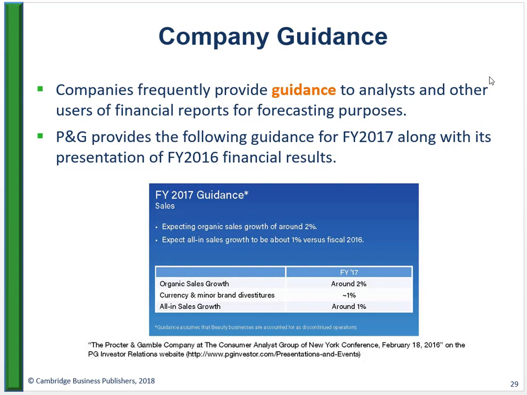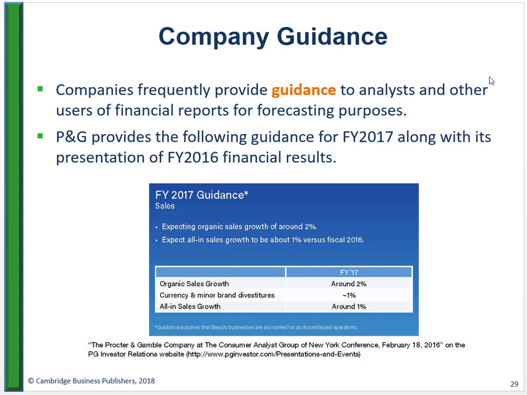We already touched on one piece that was used to forecast Procter & Gamble's income statement, which was organic sales growth. You can see this was taken directly from a slide that Procter & Gamble shared at the Consumer Analyst Group, which was a conference in New York on February 18th, 2016. At that conference, they shared that they expected their organic sales growth to be around 2%. They also shared that they expected an approximate 1% drag from currency and minor brand divestitures, resulting in an all-in sales growth of around 1%.